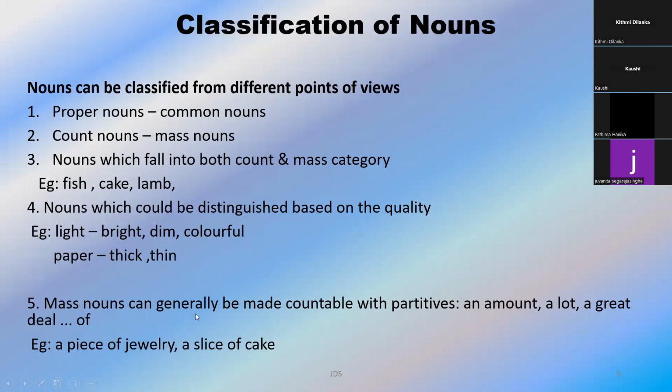Mass nouns can generally be made countable with partitives, right? So you have a partitive to convert it into a countable noun, either a or an, or we can make use of a particular unit like a single, a lot, few, a piece of jewelry, right? So like that, using partitives, mass nouns can form their singular form, or they can indicate the singular aspect.